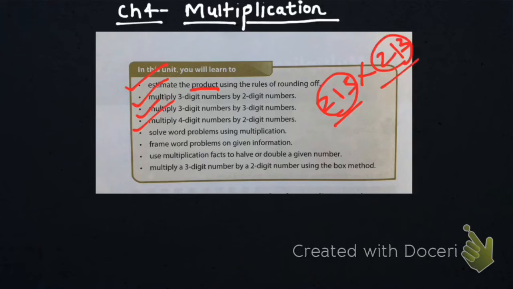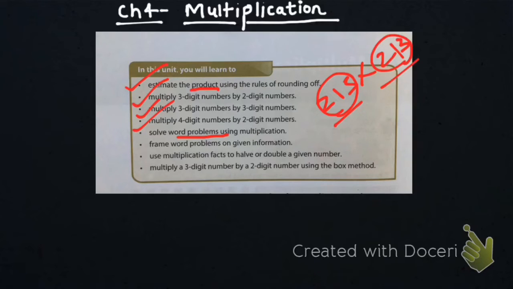Suppose we have 4-digit number, suppose select any number, suppose 3215, multiplied by 2-digit number, suppose 58. So like this we will also multiply 4-digit number by 2-digit number. Then students, we will solve the word problems also in this chapter. Okay, word problems of multiplication.